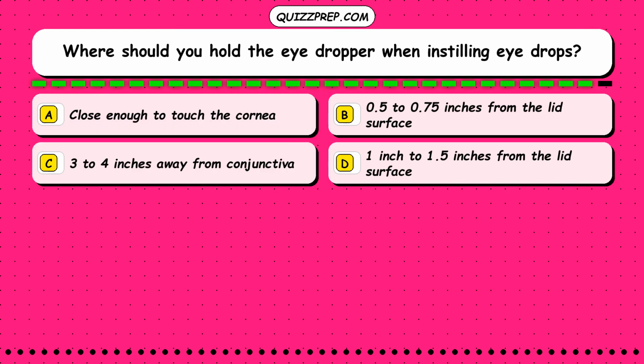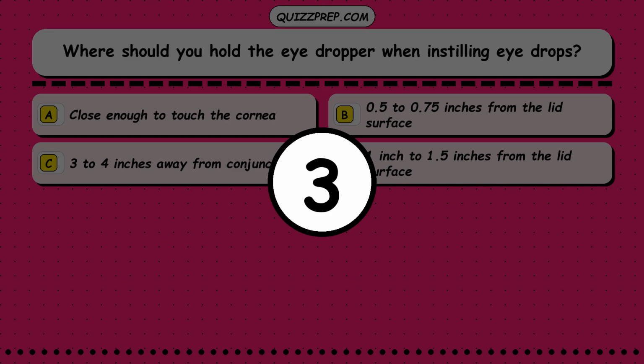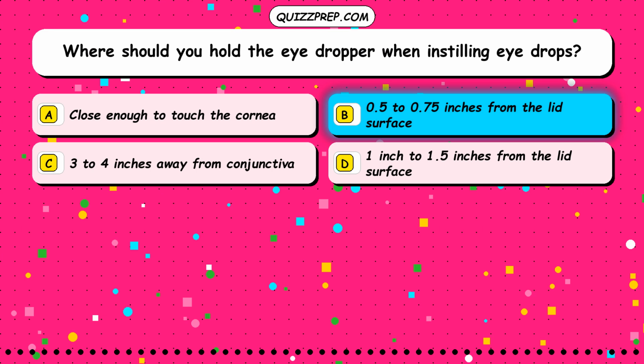Question 289. Where should you hold the eyedropper when instilling eye drops? Option A, close enough to touch the cornea. Option B, 0.5 to 0.75 inches from the lid surface. Option C, 3 to 4 inches away from the conjunctiva. Option D, 1 inch to 1.5 inches from the lid surface. The correct answer is option B, 0.5 to 0.75 inches from the lid surface.